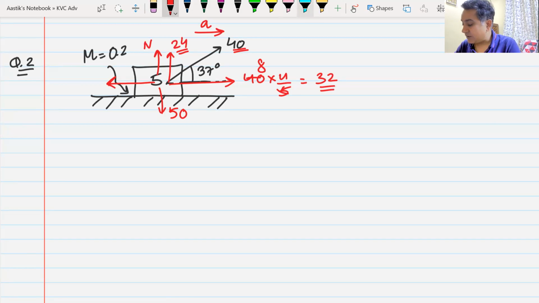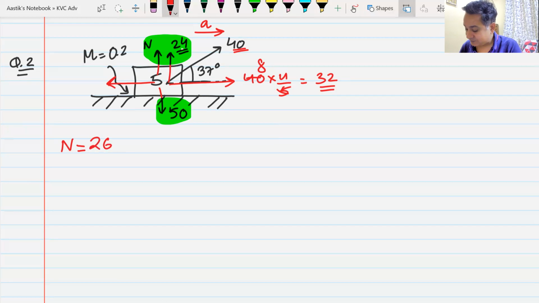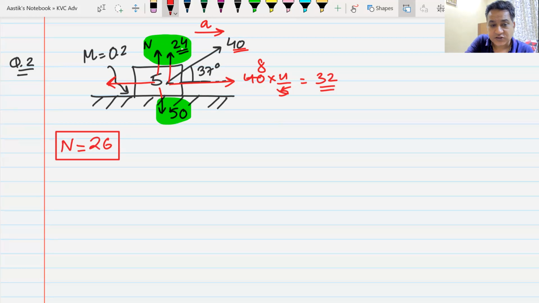What is the first equation? You have to make the first equation in the upward and downward direction. It does not move. Now look at the upward and downward direction. What is the value of normal reaction that you are getting? 26 Newton. So why did I give this question? To make you understand how I can change the normal reaction. I've changed the direction of the force, and that has helped me in changing the normal reaction.